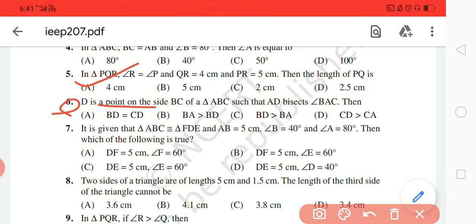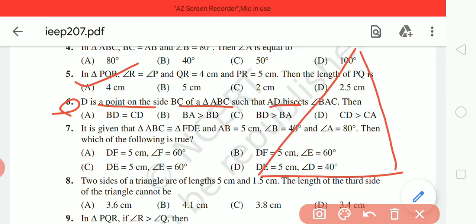Now come to the sixth question. D is the midpoint of side BC of the triangle ABC and AD bisects angle BAC. We have just given one condition here. It is not given that this is an isosceles triangle, because we have only given that this angle is bisected. We are not given that the side is also bisected.